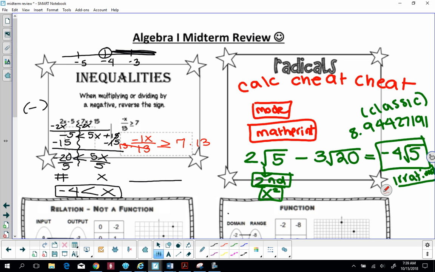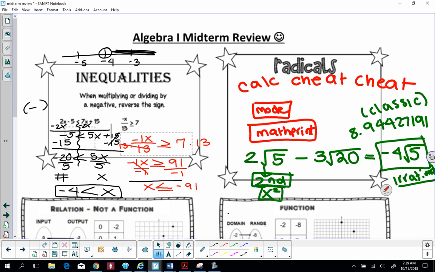And so that crosses this out, and you get negative 1x is greater than or equal to, what do you end up getting? 91. Then how do you get x by itself? Divide, and if you're dividing by that negative coefficient, that sign you know is going to flip. Just make sure if x is right here, keep x on the same side, and you end up getting negative 91.